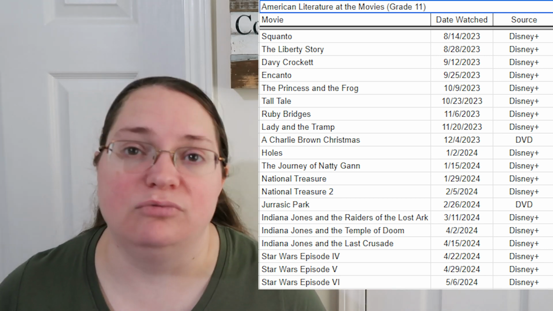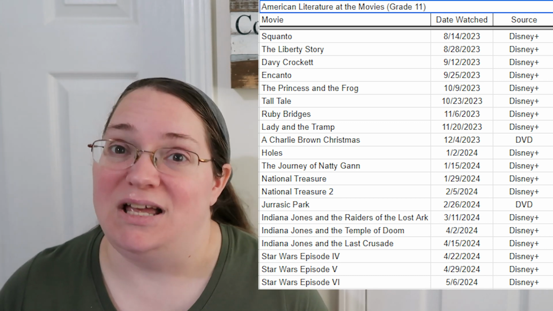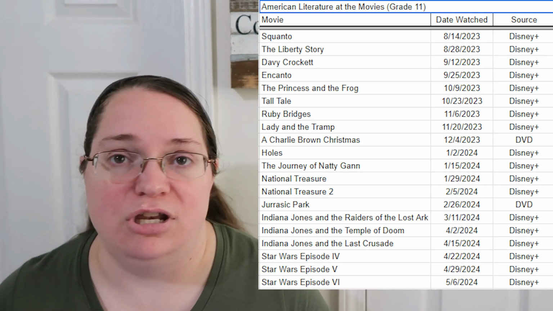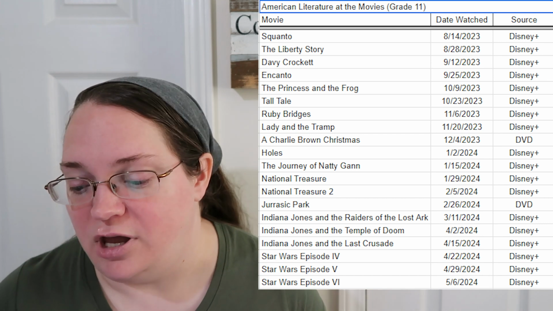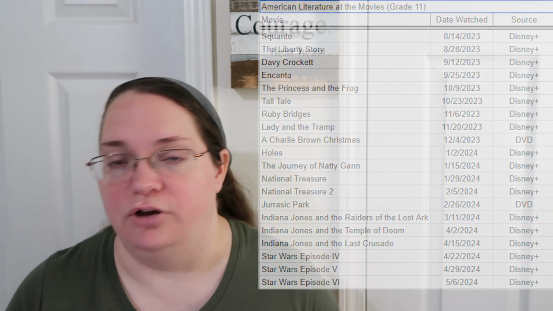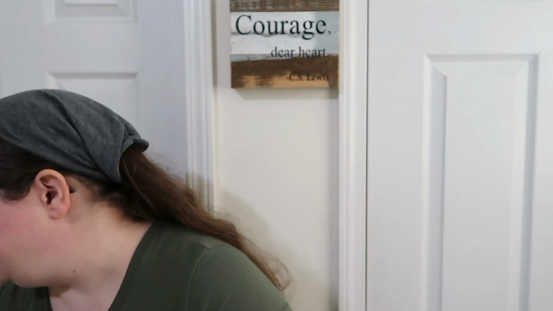If they hadn't really wanted to do the Indiana Jones, and if Disney Plus had not added the Indiana Jones movies, then we definitely would have done Star Wars episodes 1 through 6. We don't talk about 7 through 9 in our house. And we would have gone from there. But that is it for how we're using movies based off of American literature to teach American literature for 11th grade.